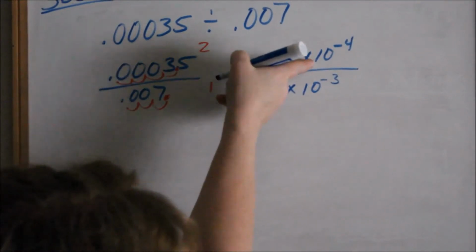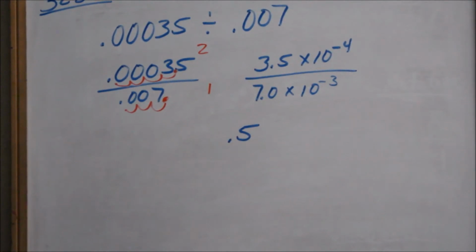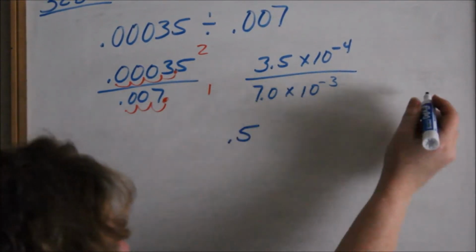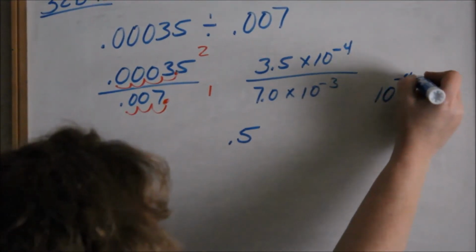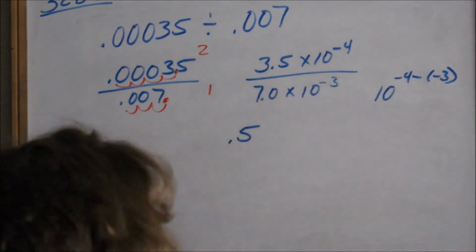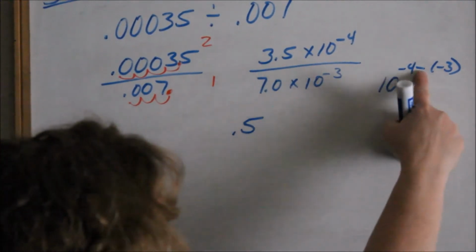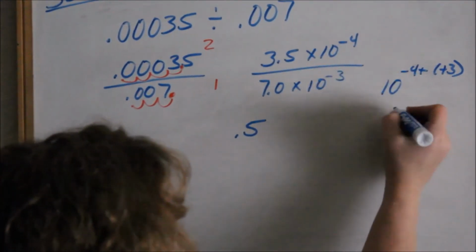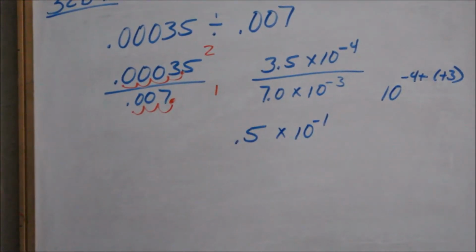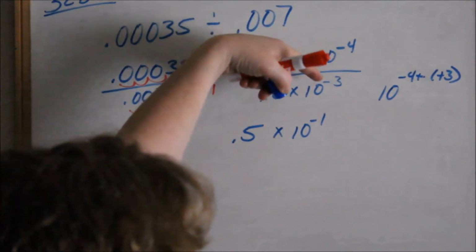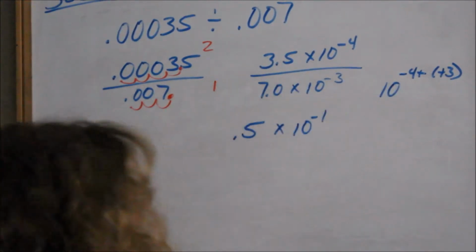Okay, now I've got the same base and I'm dividing, so I subtract my exponents. Be careful with your signs. So I'm going to write to the side, so if I subtract my exponents, that would be negative 4 minus a negative 3. When you minus a negative, you add, so that would become 10 to the negative 1. So be careful with your signs. A negative 4 minus a negative 3 would be a negative 1 over here.